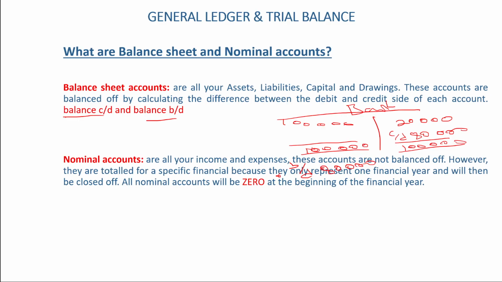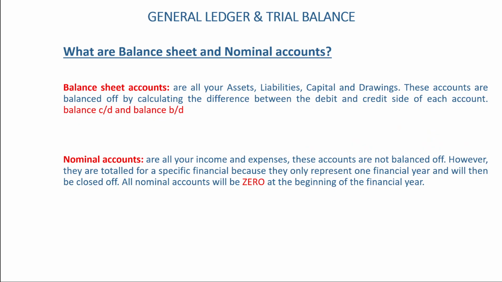So this is what it actually means when we say that at the end of the day, the balance sheet accounts will have to be balanced, and each account will have a balance carried down and balance brought down. Whereas all nominal accounts, your income and expenses, are not balanced off. However, they are totaled for the specific financial year. They only represent one financial year and will then be closed off. All nominal accounts will be zero at the beginning of the financial year.